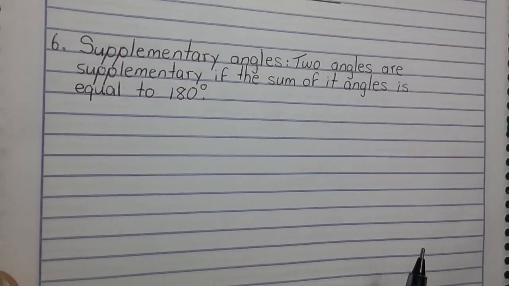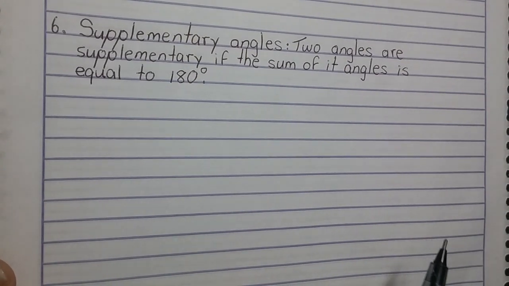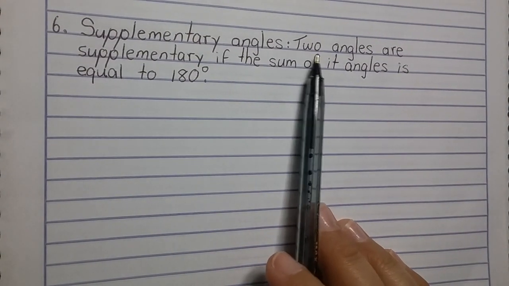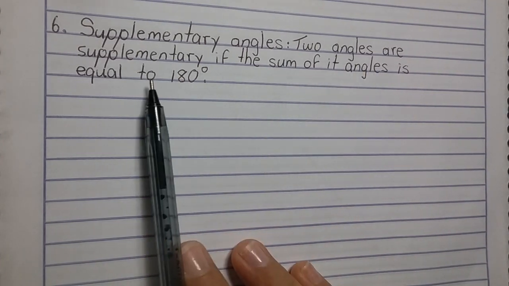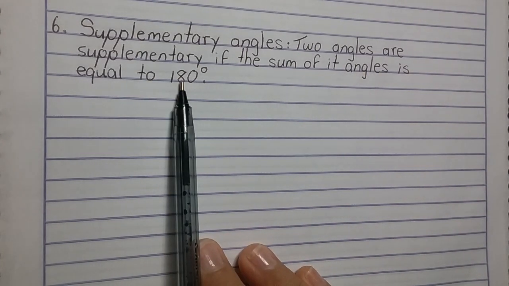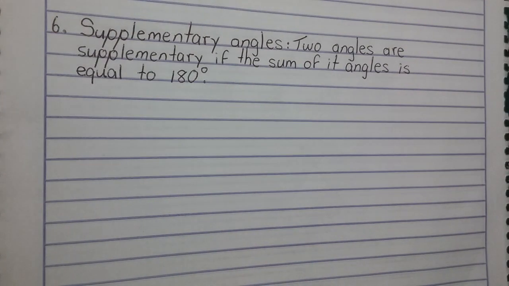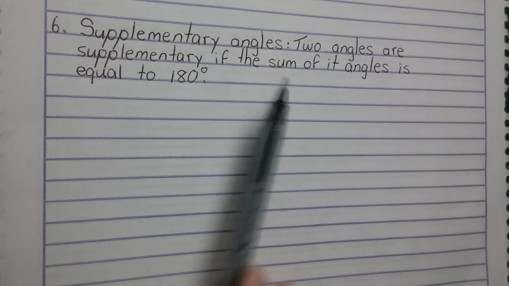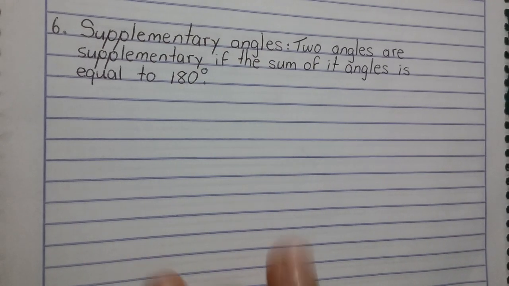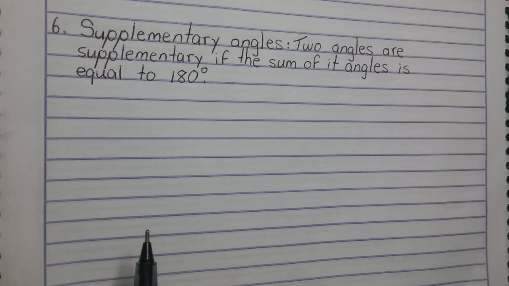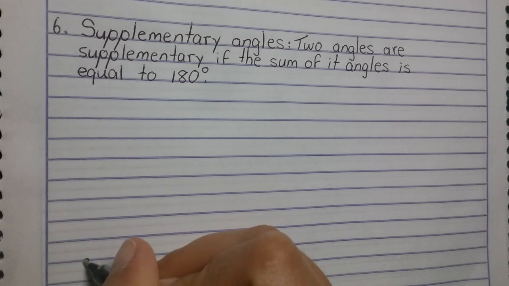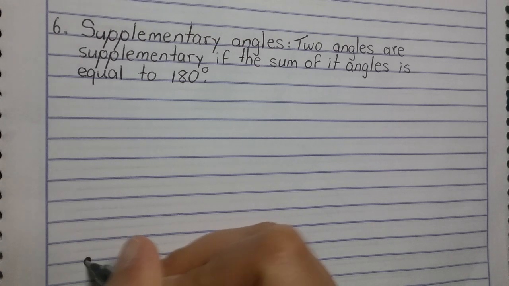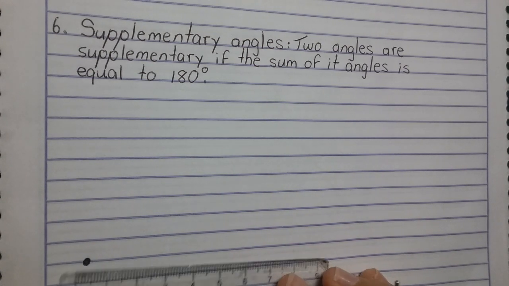Number 6, supplementary angles. Two angles are supplementary if the sum of their angles is equal to 180. Again, in this type of angles, we are going to have two angles together. Let's draw the first one. I'm going to draw my vertex here. This is going to be the vertex. I will draw the line.